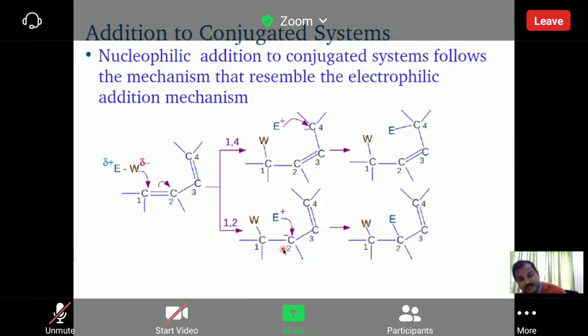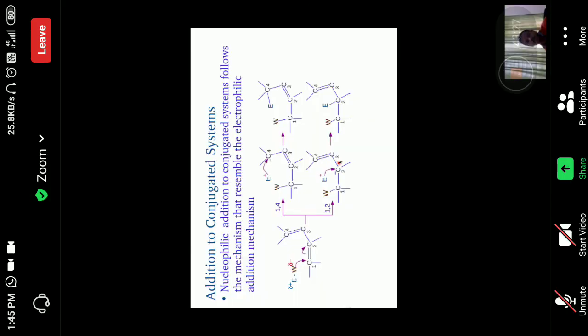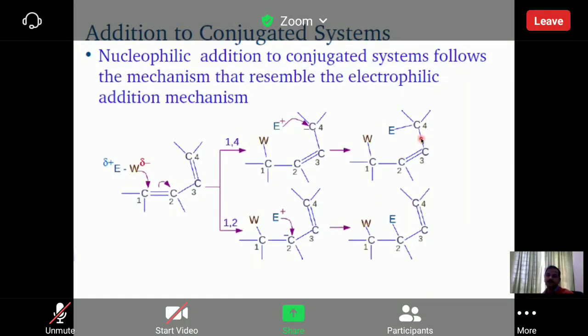In this one, the nucleophile is attacking here. In the next step, the carbanion, the electrophile is attacking on this carbon. This carbanion is there. Two options were there: either the anion will be here or here. So both places are attacked. Now in the next step, finally the electrophile is going to attack, either at C4 or C2, so they are forming the product.